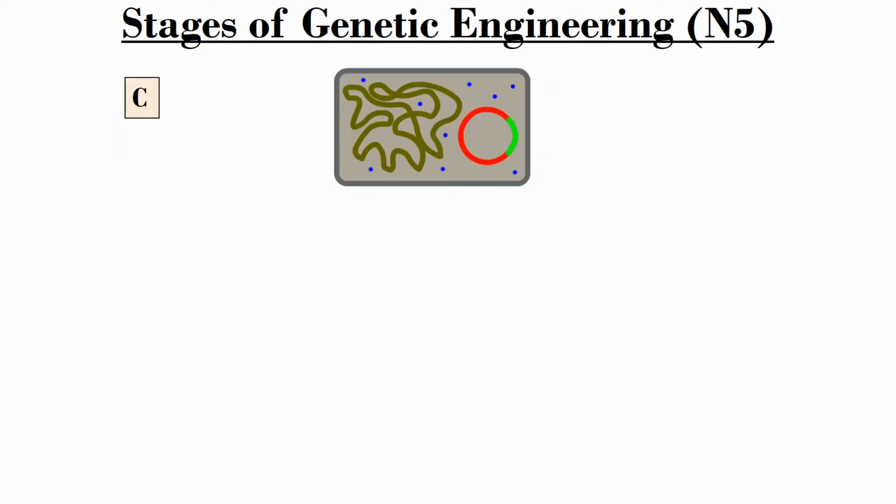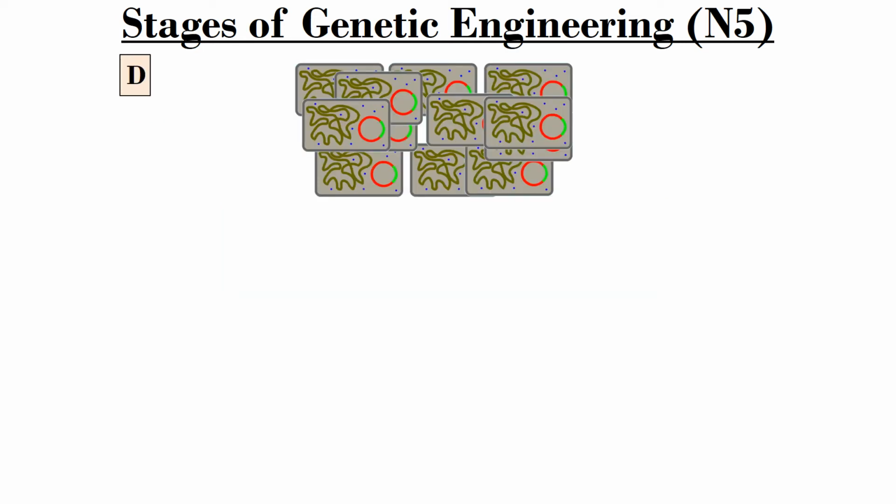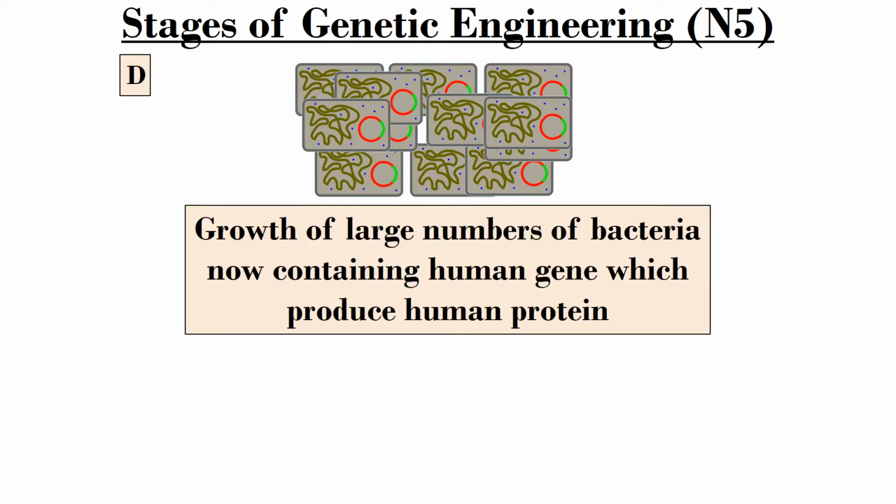Next up is C. The plasmid is now modified; we can say that it is genetically engineered. It's put back into the bacteria. And finally, you give the bacteria the conditions it requires to grow, and you produce a large number of them, and they will now have the human gene. And if you've got the human gene, it should ultimately produce the human protein, if the bacteria has everything required in order to achieve that. So that's your National 5 level.